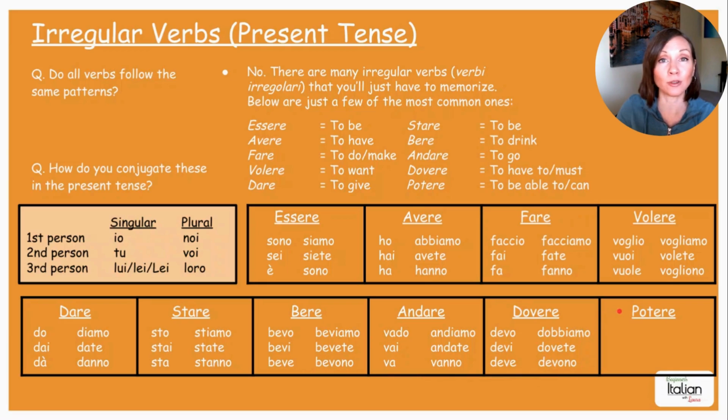And then finally we have potere. Posso, puoi, può, possiamo, potete, possono. Again, we have an accent mark here on the po. These are pretty different as well, so I just have to memorize those. Great job. Go over these as many times as you can and make a little song out of it so that you can remember it in your head and you'll get it eventually.